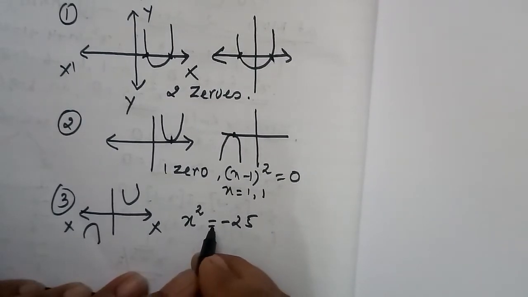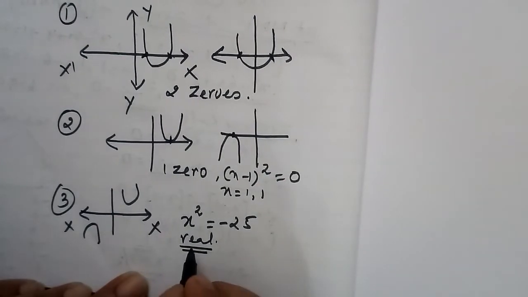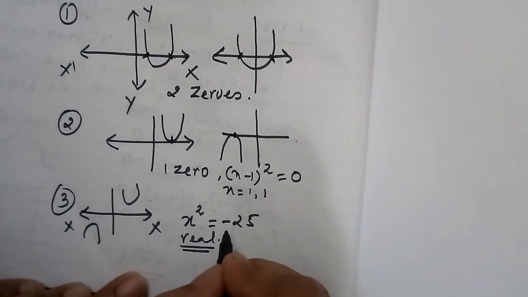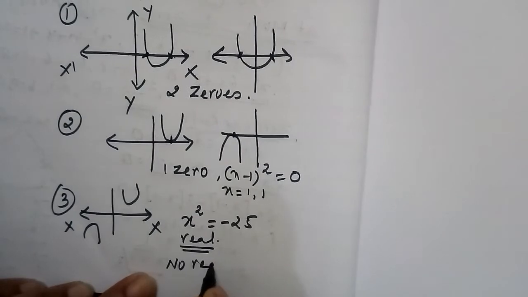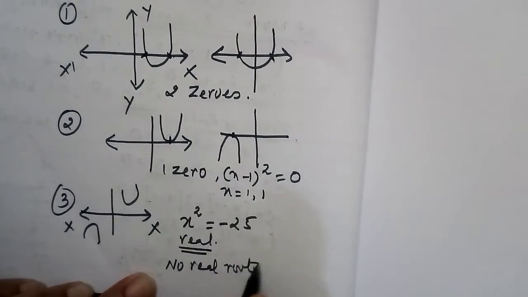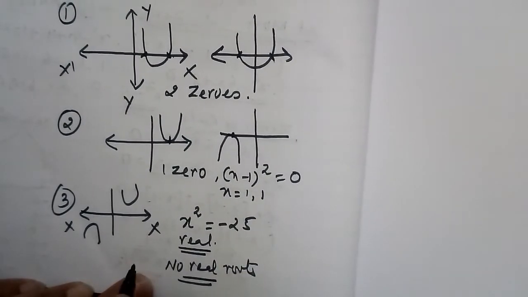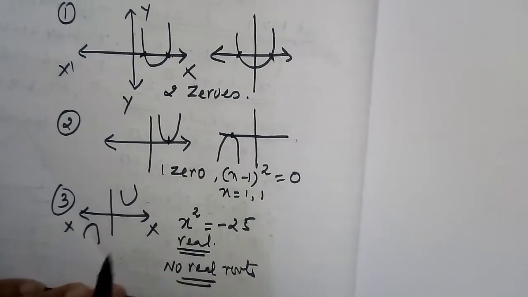But you also know that under the system of real numbers, you cannot find the square root of a negative number. So in this case, we say that it has no real roots. So there are no zeros over here.